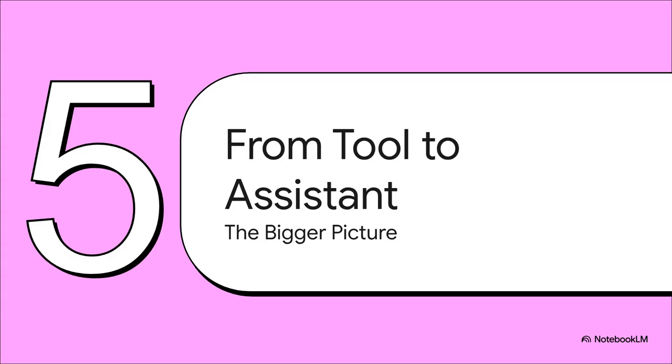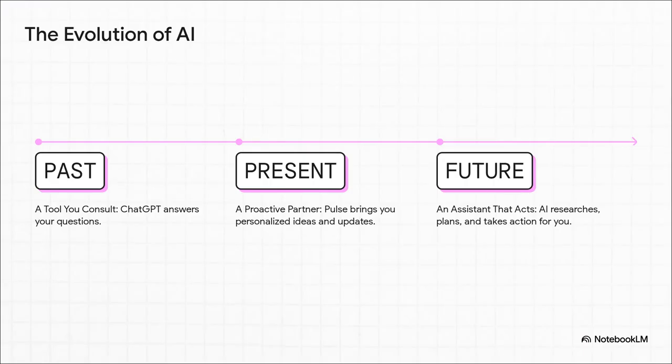So let's zoom out for a minute, because Pulse isn't just a clever new feature. It represents the first real step in a much bigger evolution. The journey of AI from being just a tool that you use to becoming an assistant that actually works with you. You can really think about this journey in 3 stages. In the past, ChatGPT was a tool you consulted. Right now, with Pulse, it's becoming a proactive partner that brings you ideas.